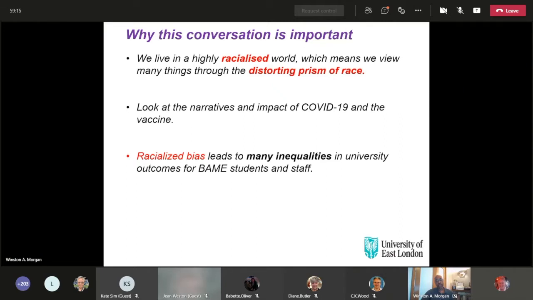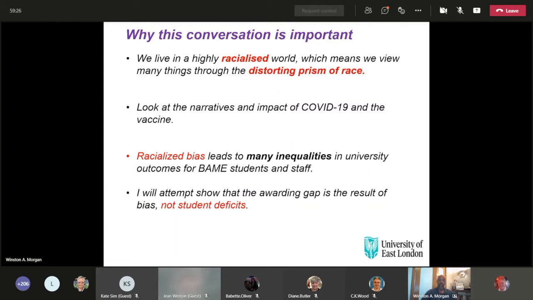So racialized bias leads to many inequalities in university outcomes for BME students and staff. We also have to remember these issues not only affect students, but they affect staff. And I will attempt to show that the awarding gap is the result of bias, not student deficits. The reason I say that is that we have now been able to help students who come in with deficits to get through these deficits and to be successful if they're white. However, if they're Black, the process doesn't seem to work. So we know it's not specifically about the students. There's something else going on, and that's what I want to explore.